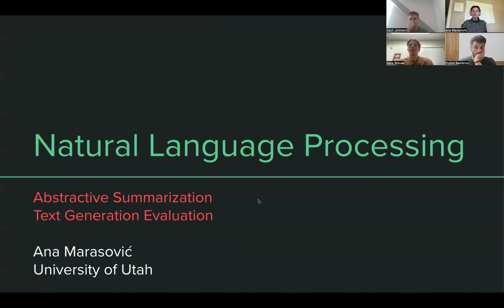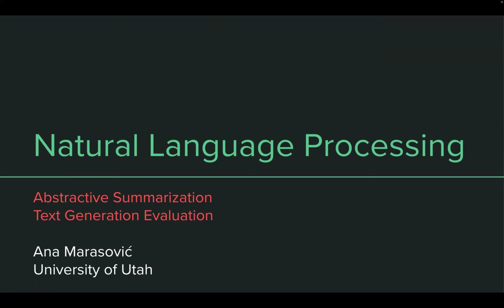Today we are going to continue the abstractive summarization portion of our summarization. And then this will bring us to how do we evaluate for text generation. We are going to start in the context of summarization. So we are generating a summary, but what we are going to talk about in terms of the text generation evaluation is something that concerns all sorts of text generation tasks.